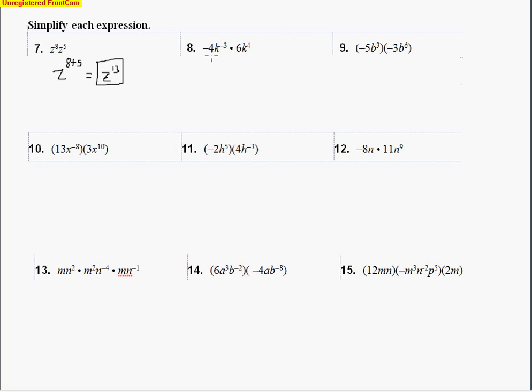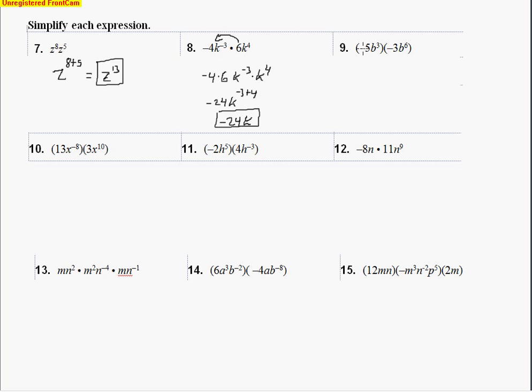Over here I multiply the two coefficients, negative 4 and 6. I'm using the commutative property, moving the 6 next to the negative 4, and then counting up how many k's I have, k to the negative 3rd, k to the 4th. I multiply the two coefficients there, I get negative 24. I count up how many k's I have, negative 3 and 4 make 1. So the answer is going to be negative 24k to the 1st power. And you can write it just like this. You don't have to put the exponent of 1, since every number has an exponent of 1.